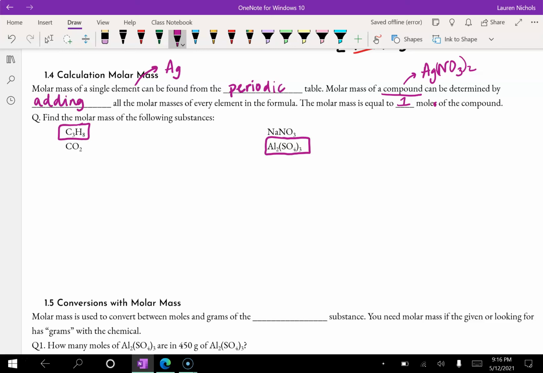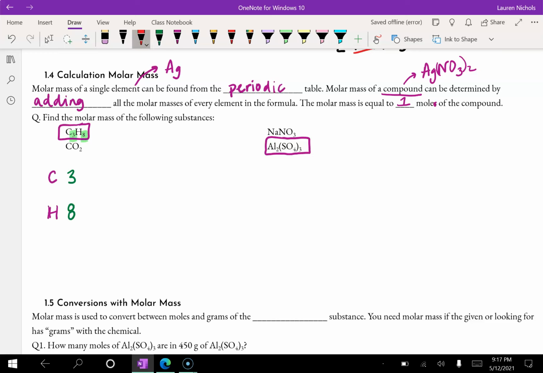So for C3H8, what you need to do is you need to split out your elements. So we have carbon and we have hydrogen, and we know that they're both separate elements on the periodic table because they have capital letters. And then we list how many of each atom we have, and we know that we have 3 carbons and 8 hydrogens based on their subscripts. So I'm going to write my 3 and my 8 next to my element.